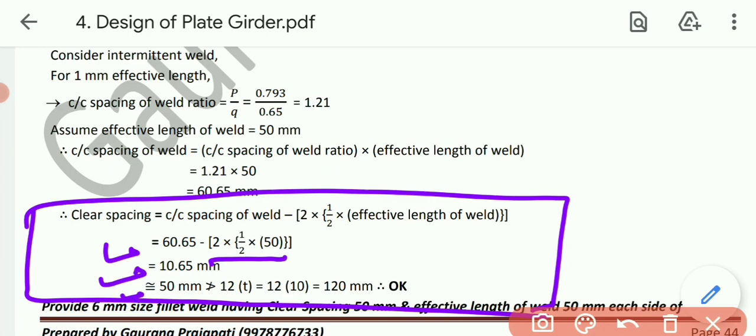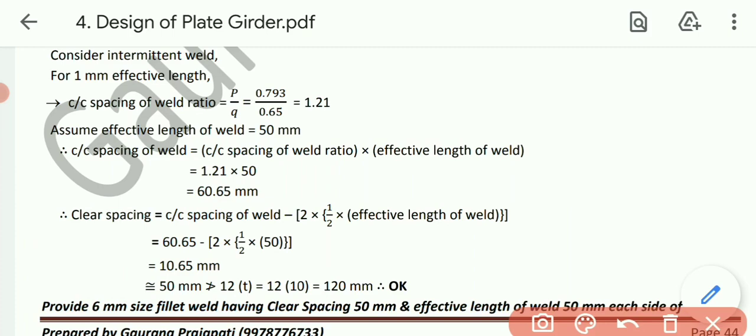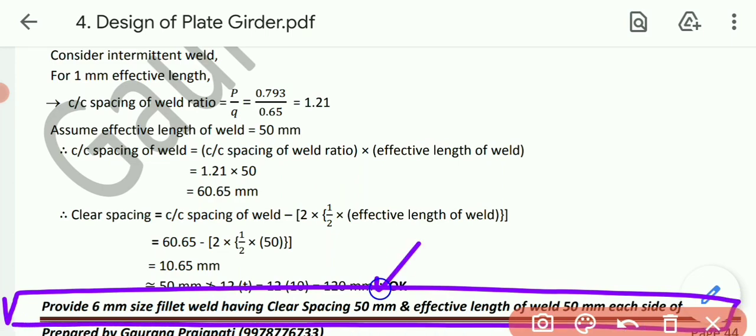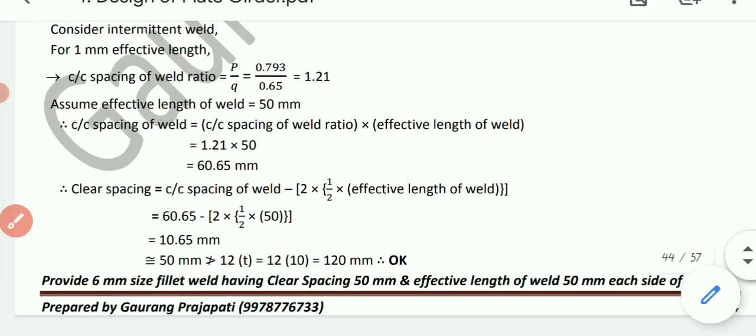So I am assuming 50 mm, and it should not be greater than 12 times T. Now over here we have two thicknesses, thickness of web and thickness of stiffener. Right now both thicknesses are 10 mm, so 12 times T is 12 times 10, 120. So 50 mm is not greater than 120, hence okay. I can provide a 6 mm size fillet weld having clear spacing 50 mm, as well as effective length of weld also 50 mm on both sides of the web.